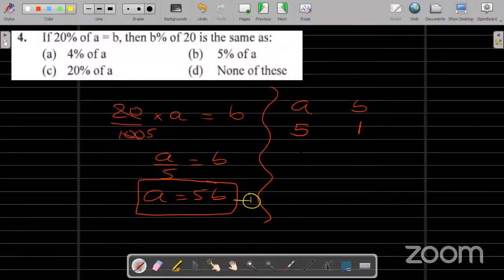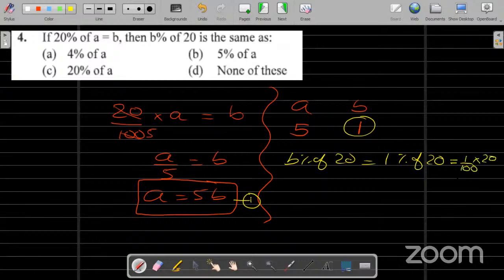Then B% of 20. Here B is 1. That will be 1% of 20. 1% of 20 is how much? 1 by 100 into 20. That is equal to 0.2. Keep it there. Now we need to think of options.